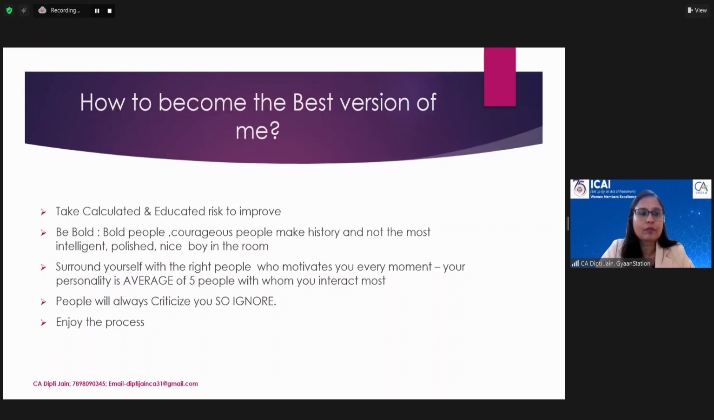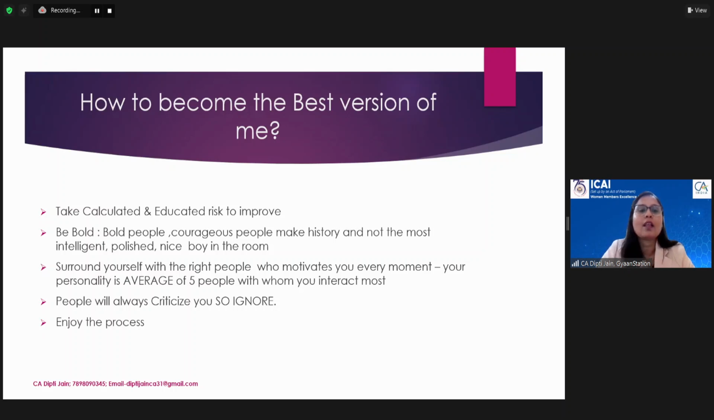Next. Take calculated and educated risk to improve yourself. It's very important. Take calculated risk. ऐसा हवा में कुछ ना करे. Take calculated and educated risk in your life. Very important. And be bold. Be bold to put your foot in front.